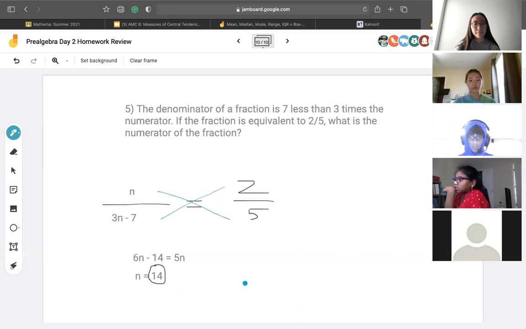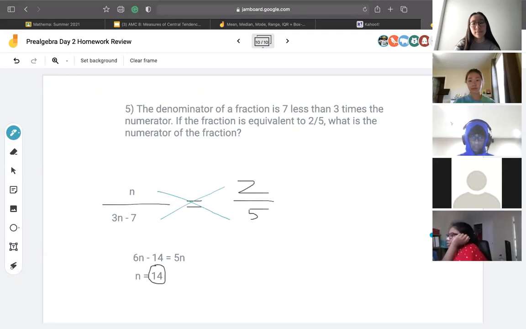It's fine if you don't know what cross multiplication is, just make sure to search it up and understand it, because that's going to be used a lot. And you get 5n is equal to 6n minus 14, and then you solve for n, giving n is equal to 14. So yeah. I have a question about cross multiplication real quick. When do you know that you have to do cross multiplication of fractions, and when do you have to do the other thing?